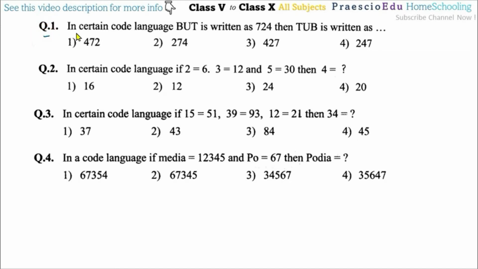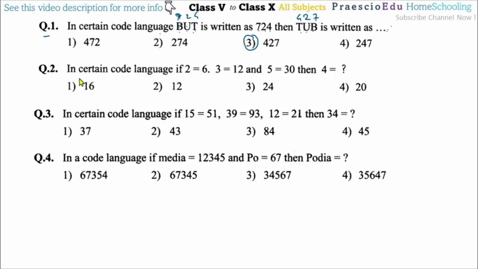So question number 1 is: in a certain code language, BUT is written as 724, then TUB is written as dash dash dash, means this is a question mark asking about this. Okay, so BUT is 724 means 7 is for the B. So as per this one, B is 7 here. Okay, U is a 2, and T is a 4, so TUB means 427, and 427 is given in option number 3.